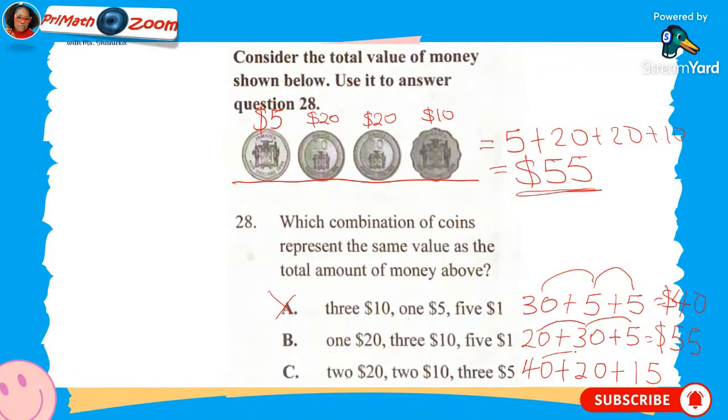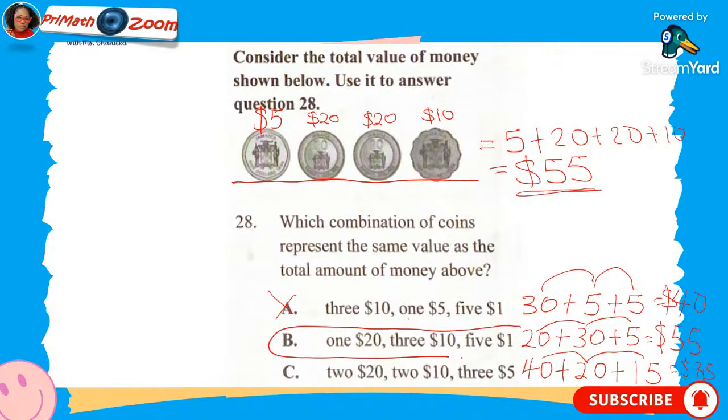So $40 plus $20 is equal to $60, plus $15 more is equal to $75. Very good. So as you can see, B has the same combination as the coins above. If you said B, one $20 plus three $10 plus five $1, you are correct.